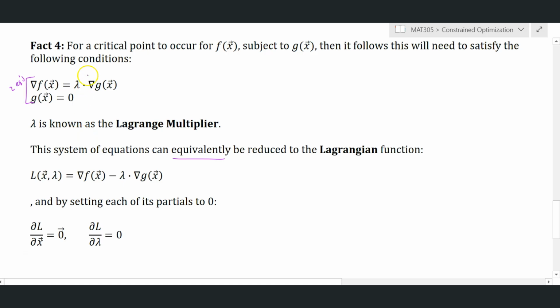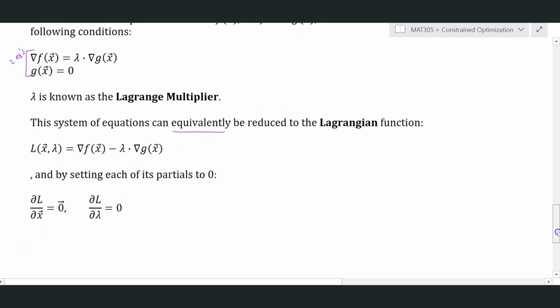Notice that this is what you would get if you moved things over here and subtracted lambda times the gradient of g, and then set each of its partials to 0. So you're going to have one partial for each input, and then one partial with respect to lambda. Notice that this is set equal to the 0 vector because we could have more than one input, but there's only one lambda in this formulation right now.